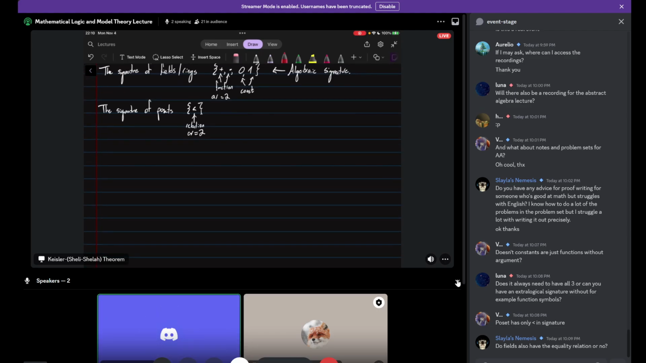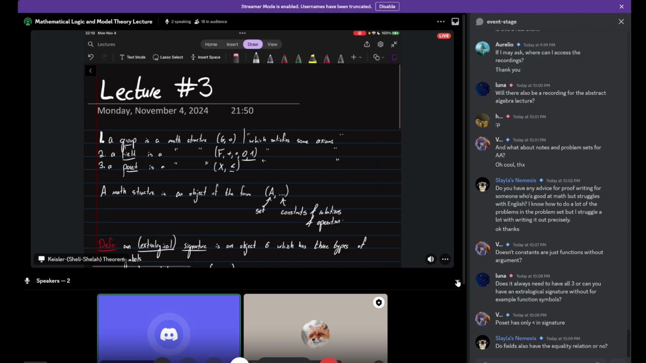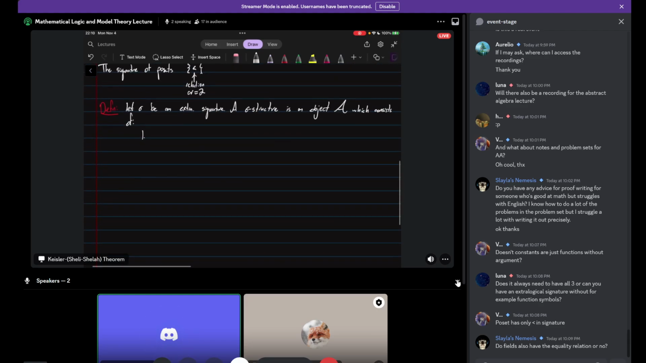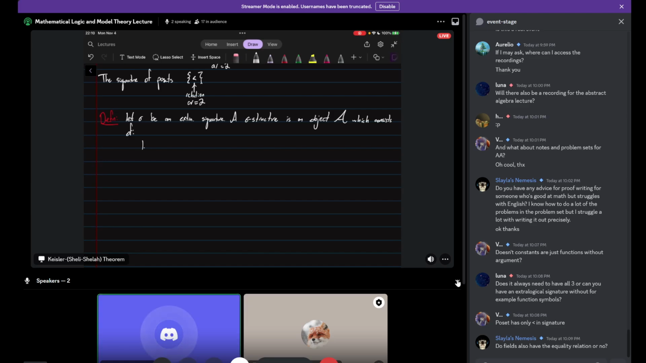Okay, so now that we've defined what a signature is, let's define what a mathematical structure is. Let sigma be an extralogical signature. A sigma structure is an object A which consists of 1. So, if we look again at our examples at the beginning, a mathematical structure, all of them are over some set. So every sigma structure has a domain, which we denote dom of A, or sometimes I'll just also write A for the domain.